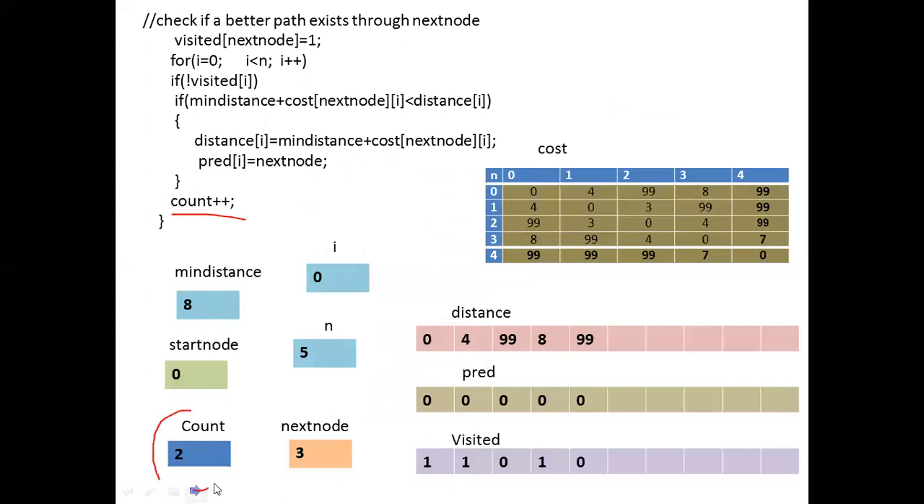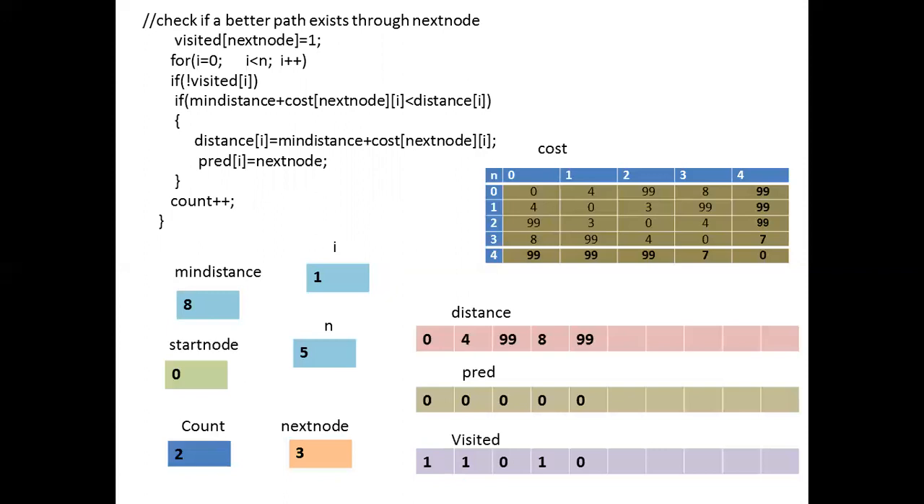Then here the count value will change to 2. See, these repetitive tasks will be done for all the nodes. So once we execute all the repetitions, finally I'm going to get the shortest path and which intermediate nodes will be followed.